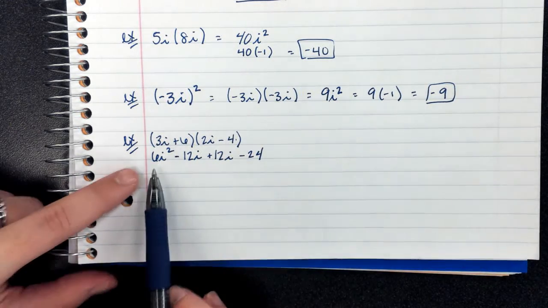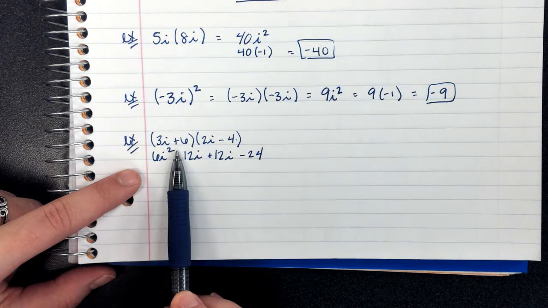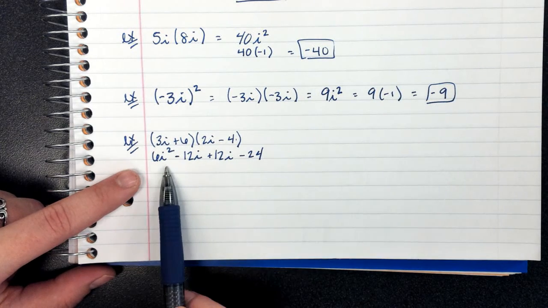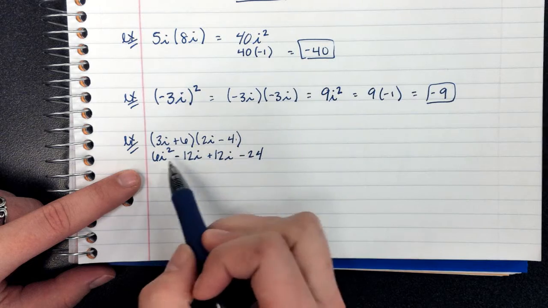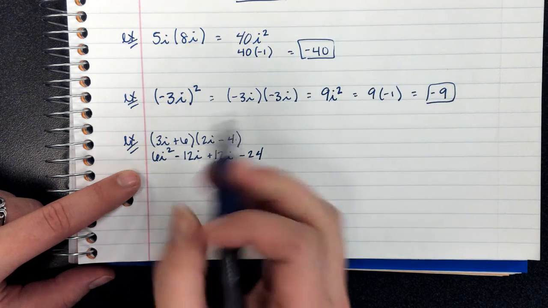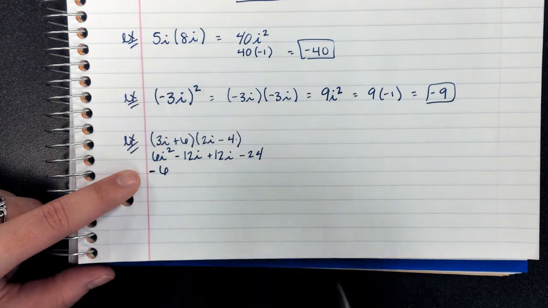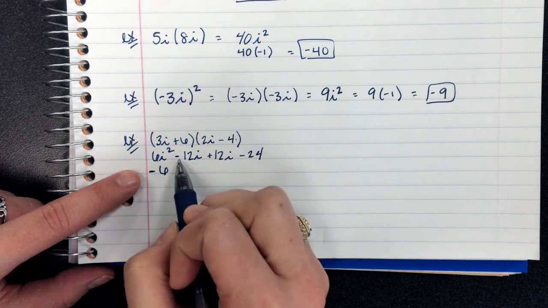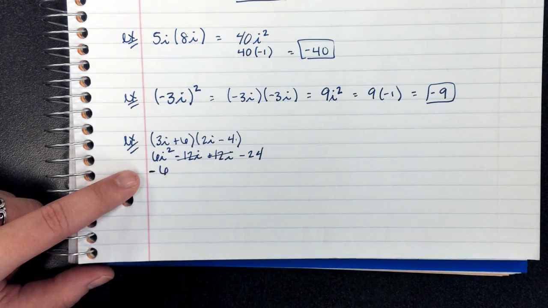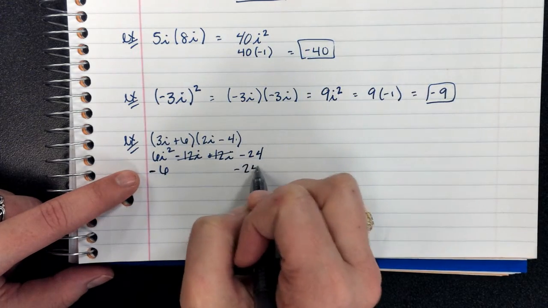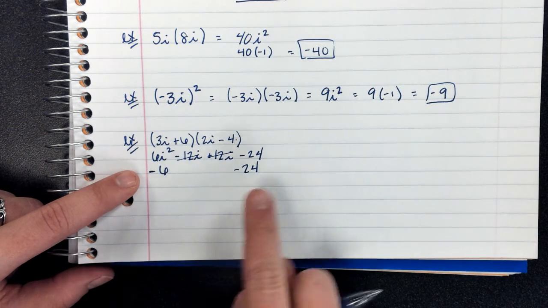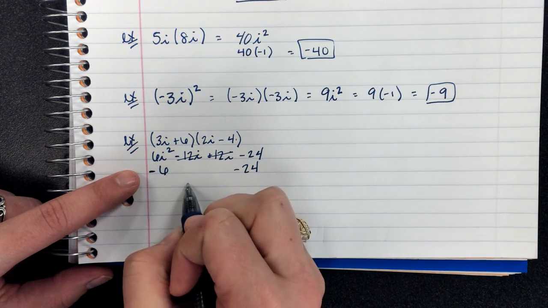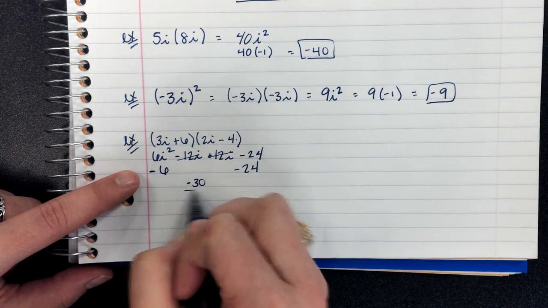Okay? What does 6i squared turn into? Why is it a negative 6? i squared is negative 1, so this becomes a negative 6. These happen to cancel out, and I have a minus 24. What is negative 6 minus 24? Negative 30.